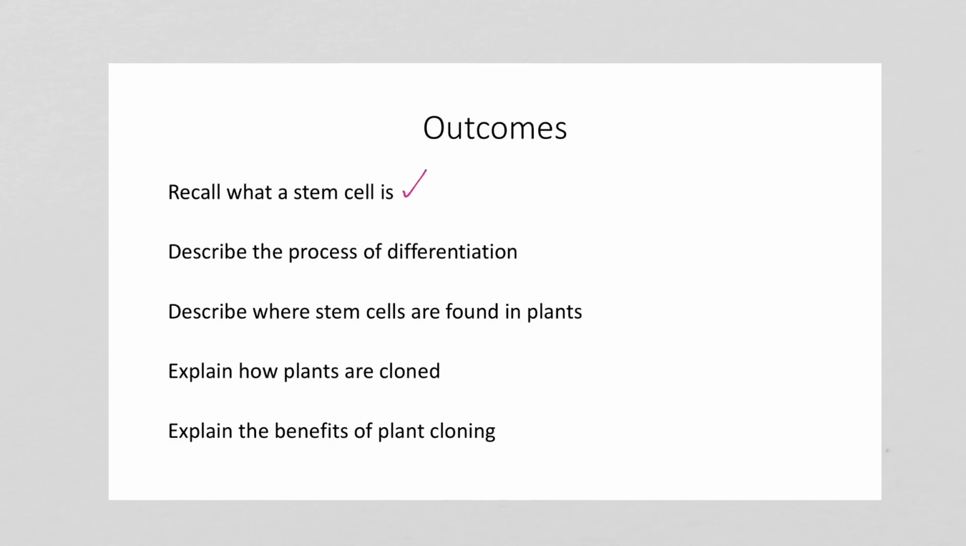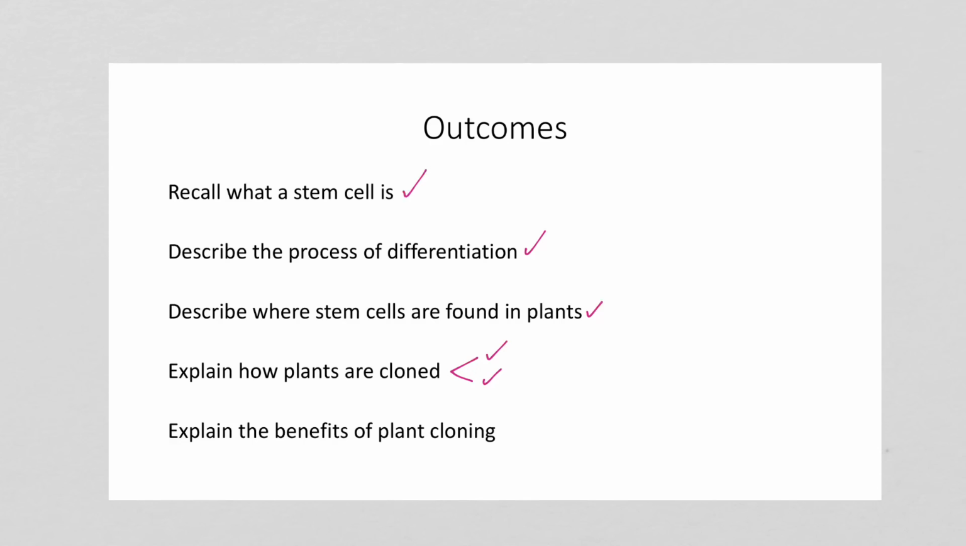Describe the process of differentiation. That's where the stem cell becomes a specialized cell by turning different genes on or off, which changes the shape and structure of the cell and therefore its function. Describe where stem cells are found in plants. They're found in the meristem tissue, which is in the shoot tip and the root tip of the plant primarily. Explain how plants are cloned. There's 2 different ways that we said. There's cuttings and there's cell or tissue culture. Both of them involve harvesting the meristem from the plant that you want to clone.